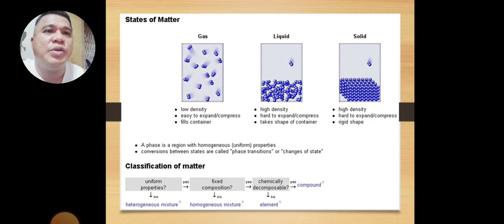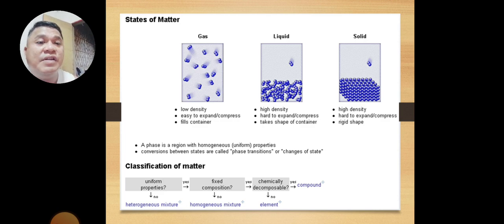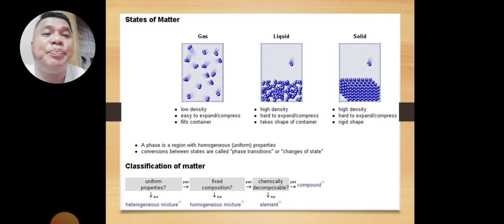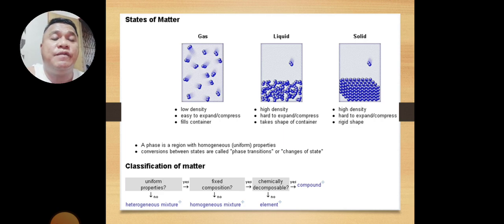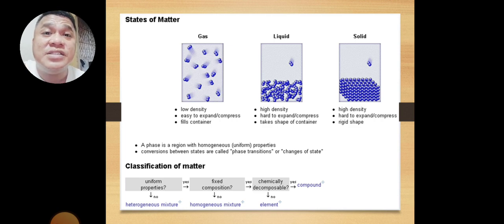For the states of matter, you can compare with this demonstration of atoms and molecules. In solids they are very tightly packed, close to each other, closer than in liquids, and in gases they are very far from each other. And we have a new term: phase. A phase is a region with homogeneous, uniform properties, and conversion between states is called phase transition, or changes of state, such as solid to liquid, liquid to gas, gas to liquid, and liquid to solid.